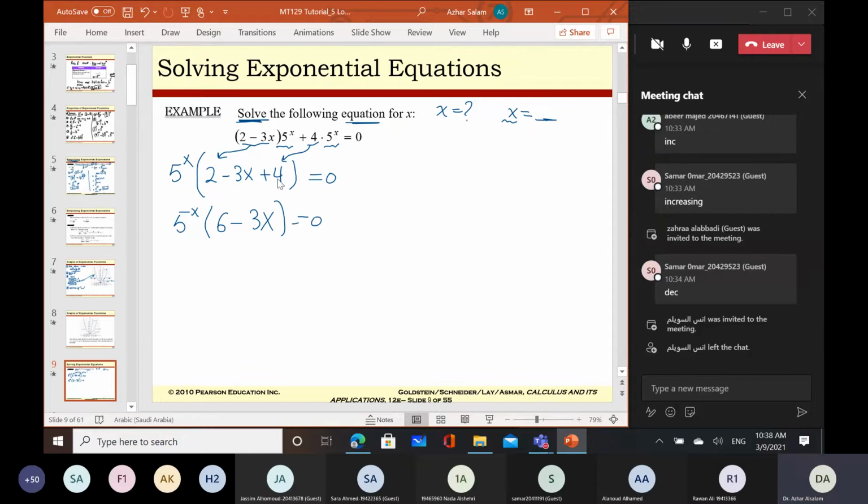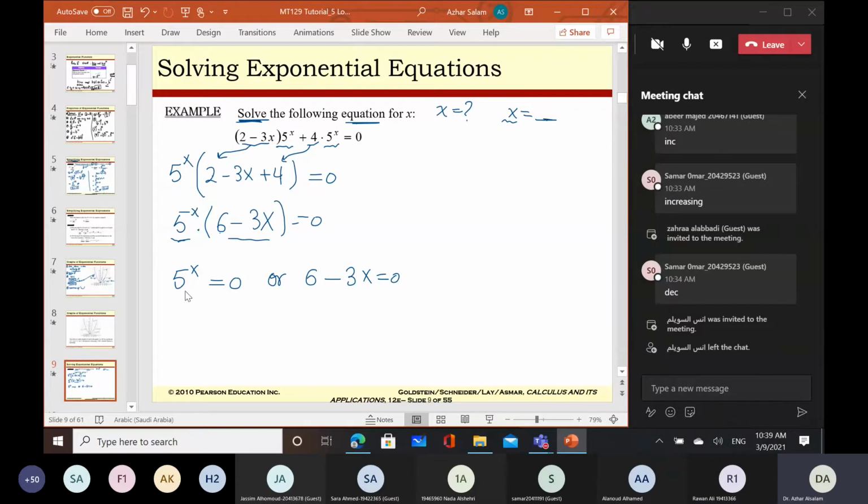What I did here is add 2 to 4, and each of them with a positive sign. I only added the 2 with the 4, and both have a positive sign, which means I add them normally. 2 plus 4 is 6. Okay. So I have here multiplication between this exponential function and this bracket, which is a polynomial or a linear quantity. So either the first one, 5 to the power x equals 0, or the second one, which is the second multiplier here, 6 minus 3x equals 0.